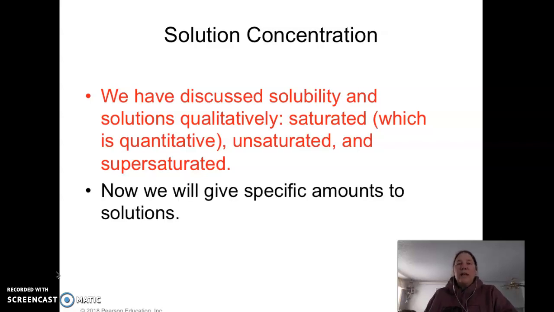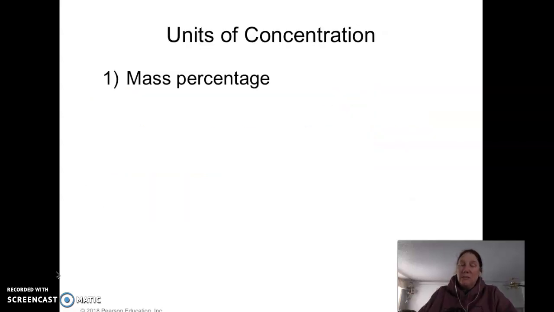So what we're going to do now is talk about it in specific amounts. Again, you're not going to just say, oh, it's concentrated. That means it has a lot of stuff in it. We can actually determine, when you add a measured out amount of substance, what the concentration of a solution can be. And there's some different ways of doing that.